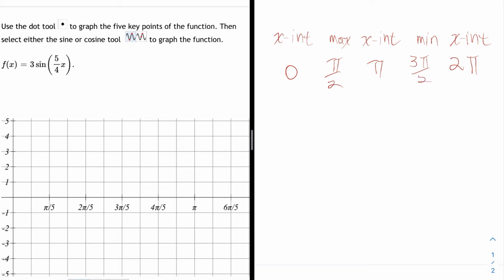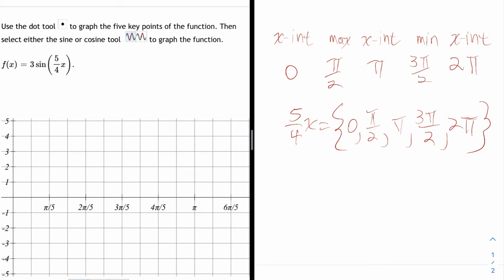So what I want to do is figure out what's going to make my angle, the angle that sine is taking, 5 over 4 x, equal each one of these: 0, pi over 2, pi, 3 pi over 2, and 2 pi. So I'm going to solve these 5 equations simultaneously.